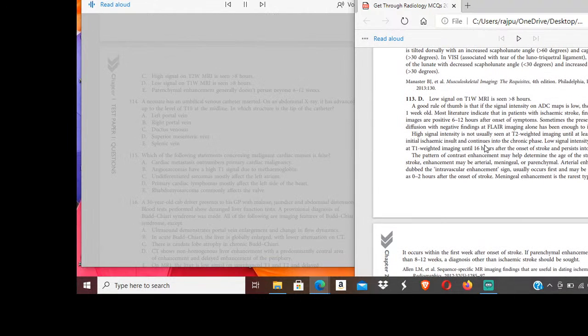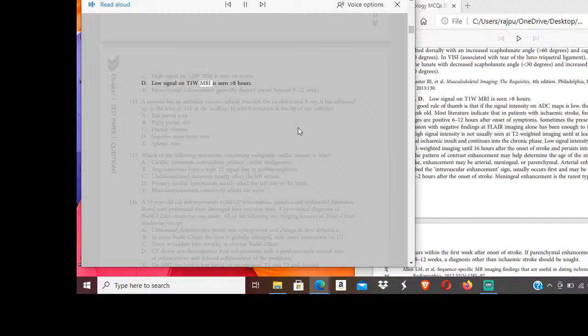C. High signal on T2W MRI is seen greater than 8 hours. D. Low signal on T1W MRI is seen greater than 8 hours. E. Parenchymal enhancement generally doesn't persist beyond 8-12 weeks.